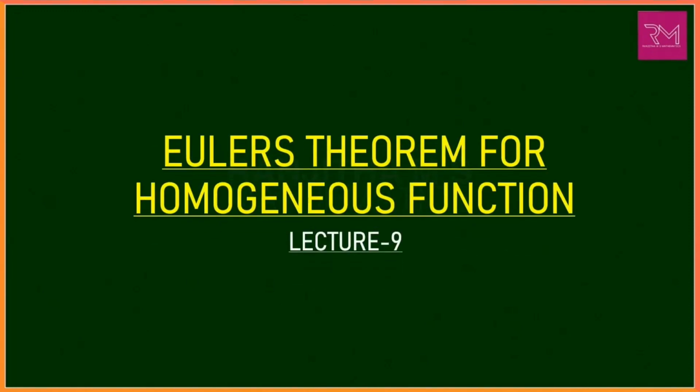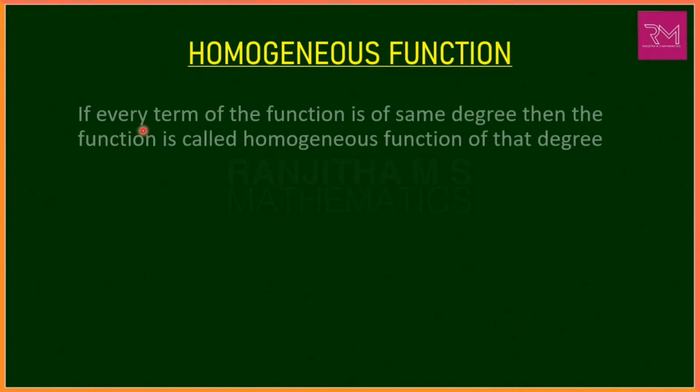In this video, we are going to study Euler's theorem for homogeneous function. To understand the concept of Euler's theorem, first let us understand what a homogeneous function is. The definition of homogeneous function says, if every term of the function is of the same degree, then the function is called a homogeneous function of that degree.